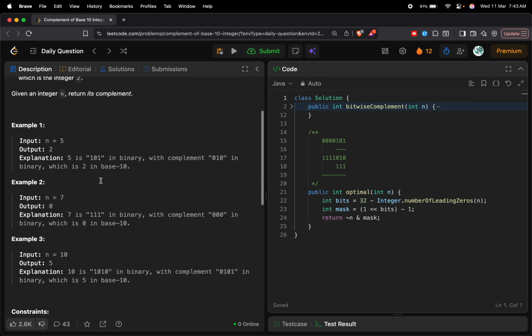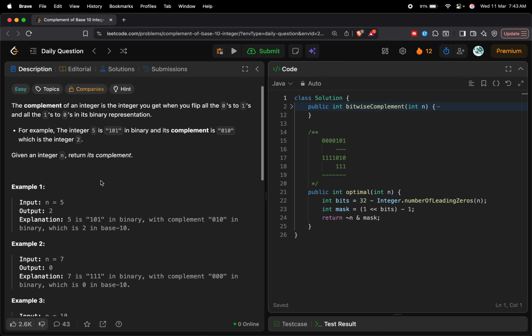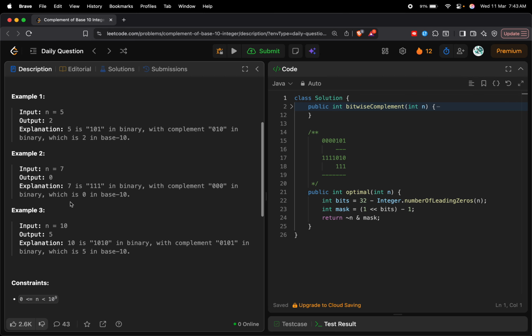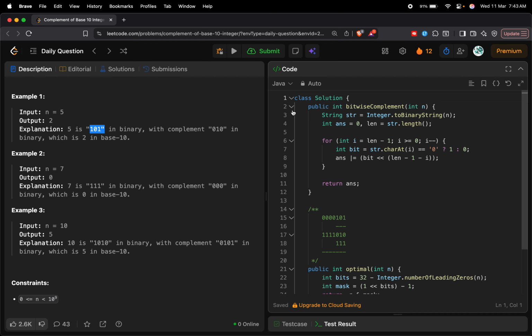Okay, so we know every integer number fits in 32 bits. One solution would be to straight away generate its binary representation. Once you have its binary representation, flip all the characters and then convert it back into an integer. This approach will work for the given problem statement, all the test cases will pass, and it will be a pretty efficient solution as well. So we will be taking extra space. I will just show you the implementation.